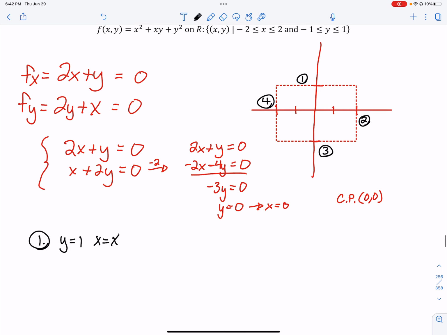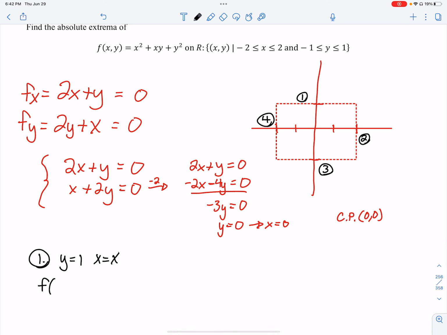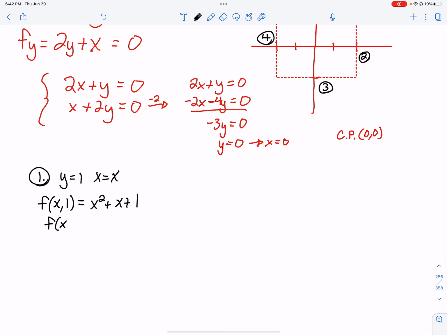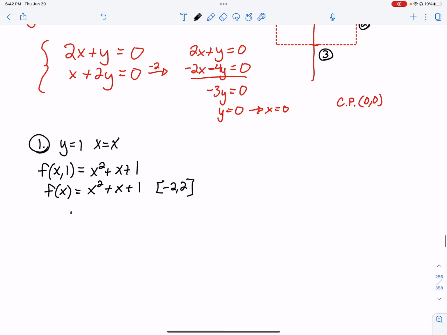I'm going to take this now and plug it into my function. So my function is going to become x, 1, and I'm going to plug those in. So I've got x squared plus y, x squared plus x, because I'm plugging in 1 for y, plus 1. This is now my Calc 1 problem. It's just f of x equals x squared plus x plus 1. And I know that's on the boundary from -2 to 2, just like the problem we just did. So I use my calculus to find the points inside if there are any. I set the derivative equal to 0, and I get x is -1/2.